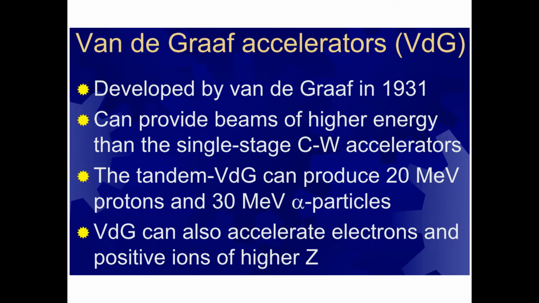In today's lecture we will talk about Van de Graaff accelerators. The Van de Graaff accelerator was developed by Van de Graaff in 1931. This kind of accelerator can provide a beam of higher energy than the single stage accelerators. The tandem Van de Graaff accelerator can produce 20 mega electron volt protons and 30 mega electron volt alpha particles. That's the capability of the Van de Graaff accelerator. It can also accelerate electrons and positive ions of higher charges.